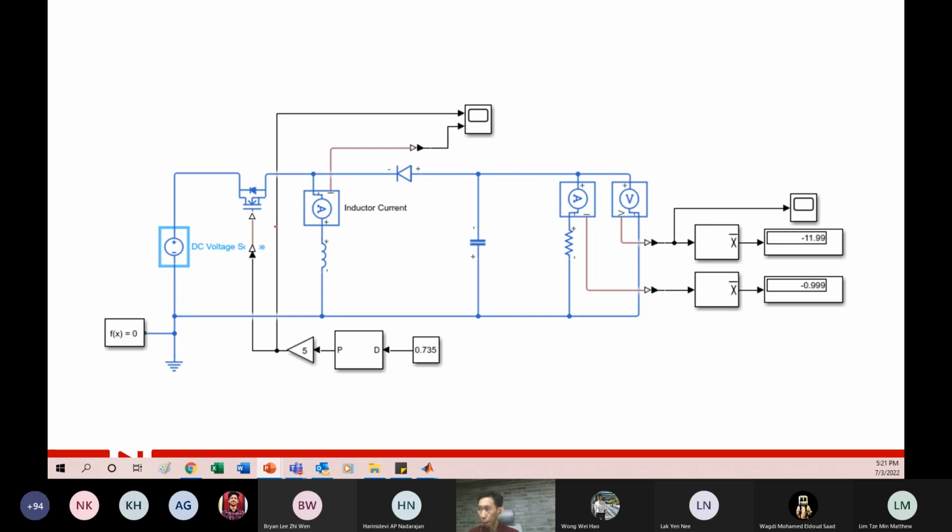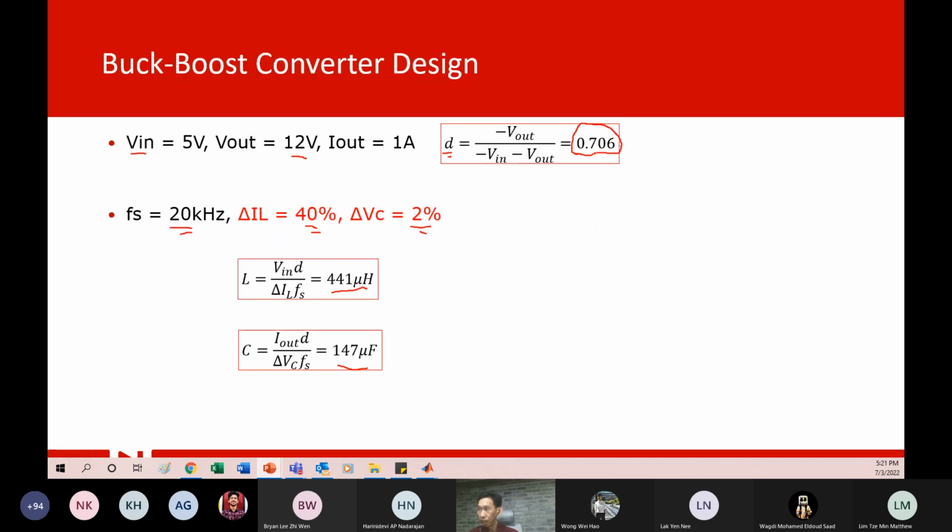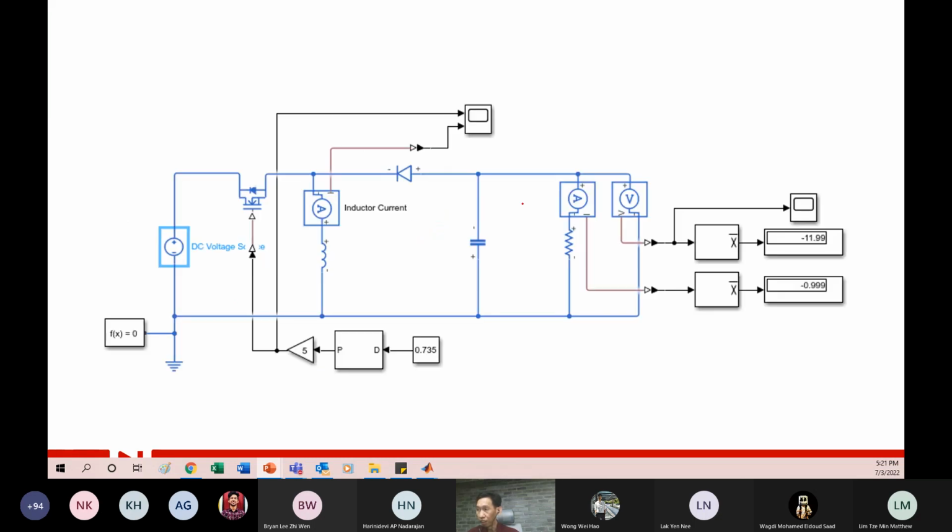We can actually implement them in MATLAB. Again, like I said, the calculation here is 0.706. This is theory because we don't take into account all the voltage drops. So after some adjustment, I make it 0.735, and then I will have the output. You can see the output is negative, negative 11.99, which is 12 volt. You can actually simulate that.